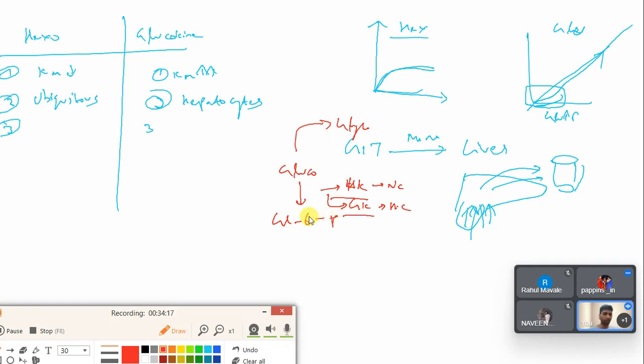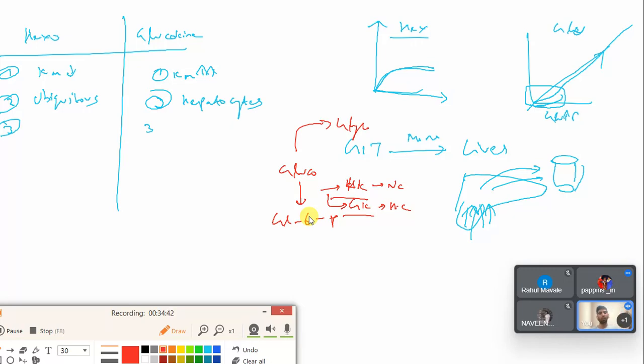How will the cell know that there is a lot of glucose already inside it, and that it should not continue with the glycolytic pathway? How will the cell inform this enzyme it is enough? You just stop phosphorylating it. This conversion of glucose to glucose 6 phosphate is a rate limiting step. It is a very regulated and crucial step in the glycolytic pathway.